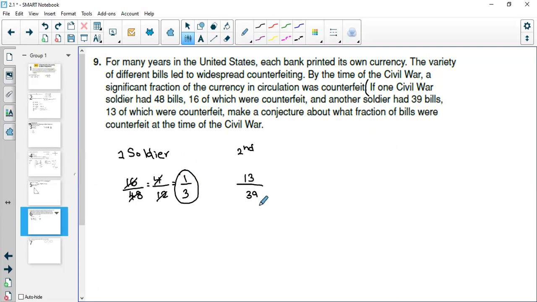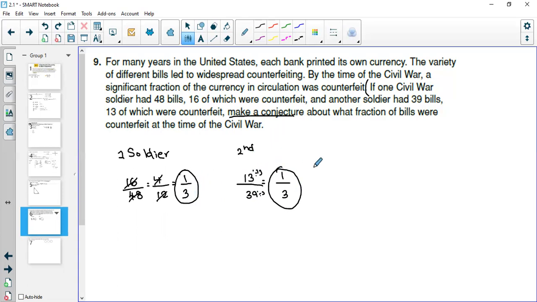Let's try this with the second one. To simplify 13 and 39, the only factor we have is 13. So we will divide this by 13, similarly to what we did here. So 13 divided by 13 is 1, and 39 divided by 13 is going to give us 3. Which means 1/3 of the money which the second soldier had is also fake. So what is the connection between these? They said make a conjecture. So we are going to make a relationship. We can see both of them had 1/3 of their money counterfeited.